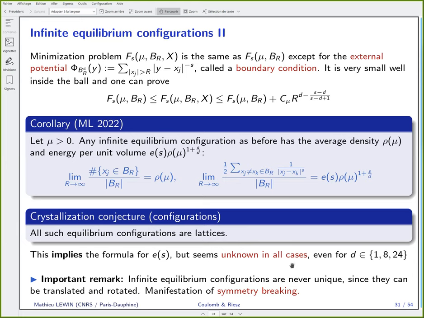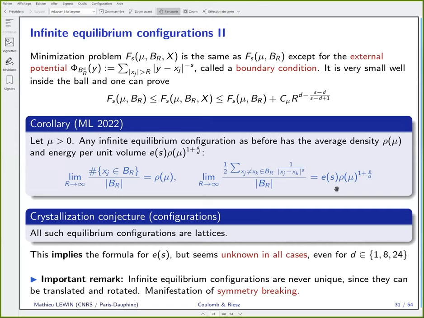Okay, so an important remark is that these infinite equilibrium configurations, which are minimizers under local deformations, are definitely never unique. Because if you have one, we know we have some. So if you take one, then if you rotate or translate it, it's still an infinite equilibrium configuration because our potential is invariant under rotations and translations. So this is a clear manifestation of symmetry breaking. There is a symmetry breaking occurring in our problem, and we see it from the fact that we have such infinite equilibrium configurations. So those configurations exist, and I think it would be very nice to study them more carefully and try to prove the crystallization conjecture for such infinite configurations.